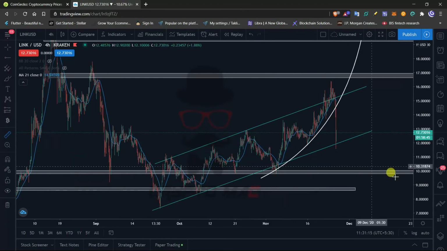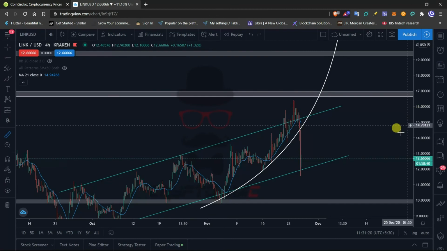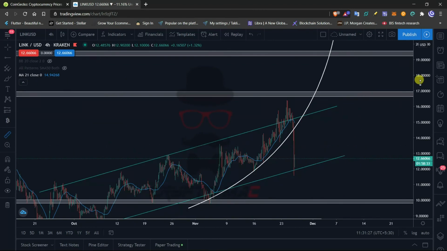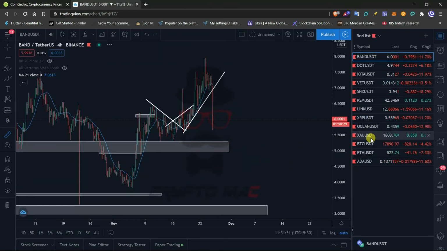So these are the important accumulation zones for Chainlink, and this is the technical analysis of all these important alts we have been discussing in the previous videos. So this is now the actual scenario in terms of Bitcoin, and let's see how it moves further.